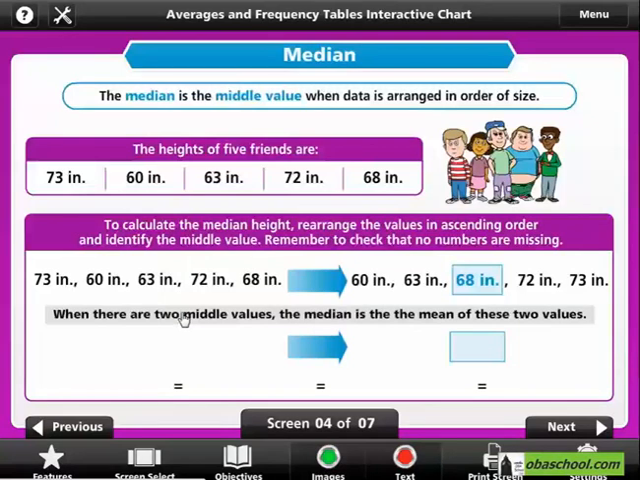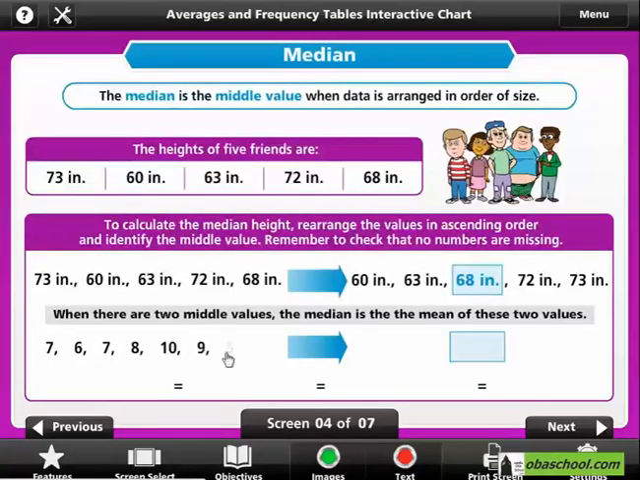When there are 2 middle values, the median is the mean of those 2 values. So if you had 2 values in the middle, basically when the set has an even number of values and not an odd number, as we've seen now, it should be like that.